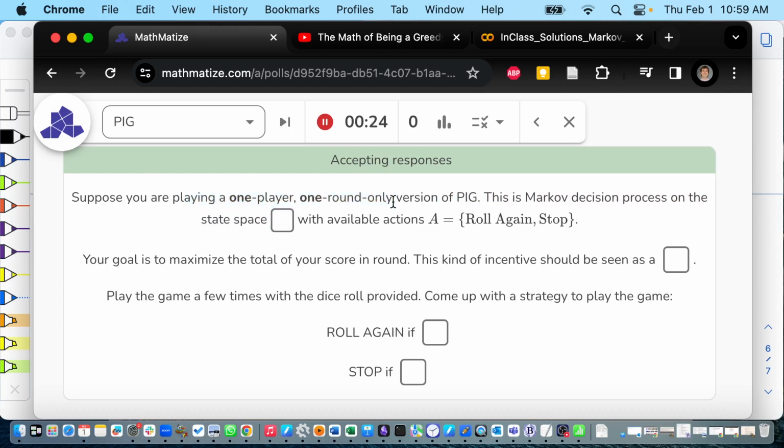So it's just, you're not playing against anybody else. You're just trying to get as many points as you can. And I want you to answer two things. What do you think the state space is? And what kind of reward is it? Is it the ongoing reward or is it like the prize at the end?